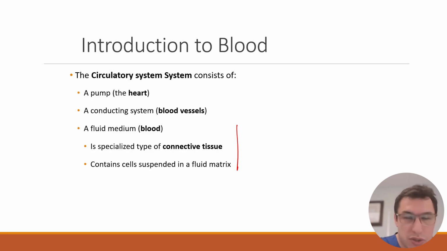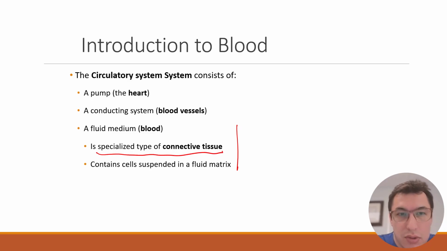So how do you describe blood? Well, blood is a specialized connective tissue and it contains cells, red blood cells and white blood cells, also cell fragments, platelets, suspended in a fluid matrix, which is called plasma.